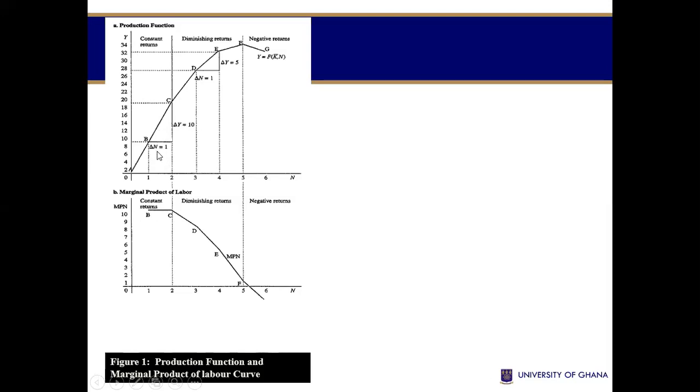Is that okay? So that is how we get our MPN curve. We get to the point 0. MPN becomes 0 when the production function attains its maximum. As soon as the production function begins to fall, when it enters negative returns, the marginal product of labor becomes negative.